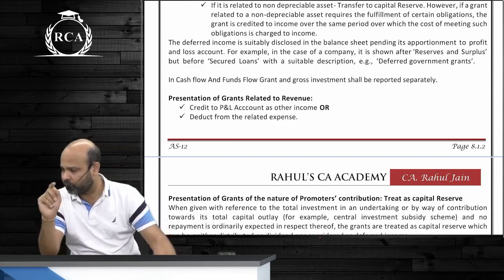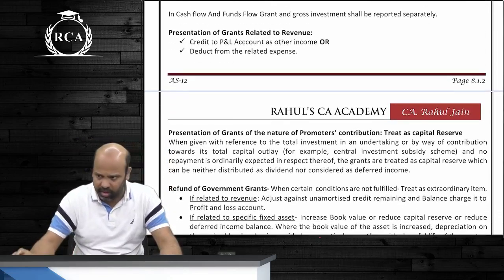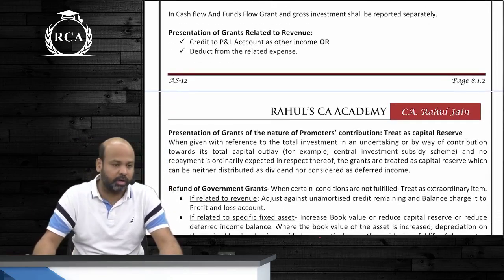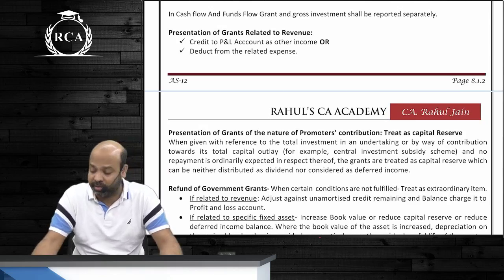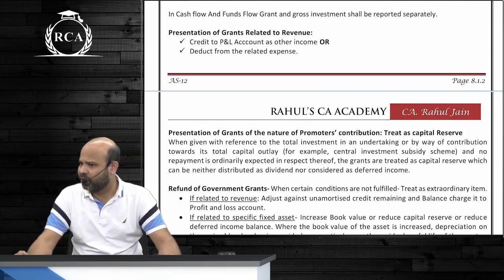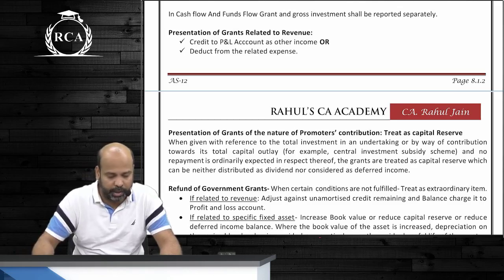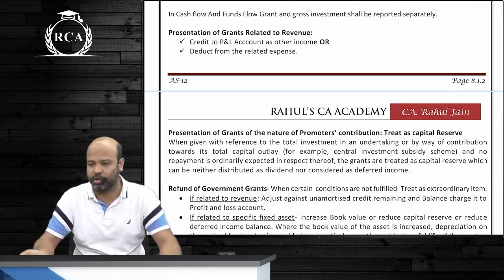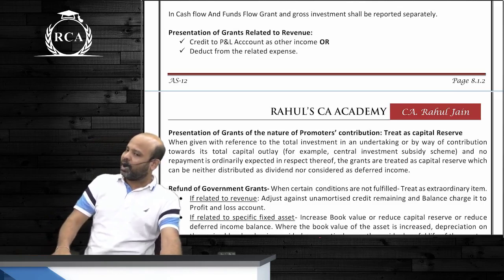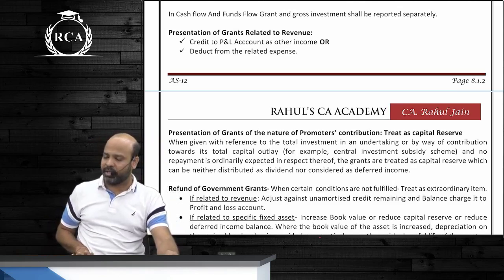You remember that? Next comes refund of government grant. Whenever the company has to refund the government grant, beta, the accounting treatment for that will be exactly the reversal of what was done earlier. If the grant was credited to P&L account, it will now be debited to P&L account. If the grant was reduced from the cost of the asset, it will now be added back to the cost of the asset. If it was transferred to capital reserve, debit that to capital reserve.